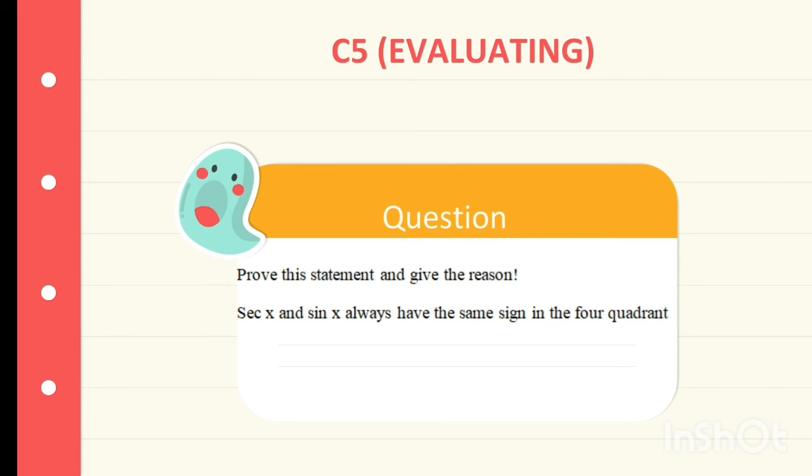Next, C5, evaluating. The example is: prove this statement and give the reason. Secant x and sin x always have the same sign in the 4 quadrants. The reason why it is C5 is because the instruction of this question is proving. To solve this question, students have to understand previous materials. Students have to prove this problem, hence students can create the concept and find the new concept about characteristics of trigonometric ratios in this problem.